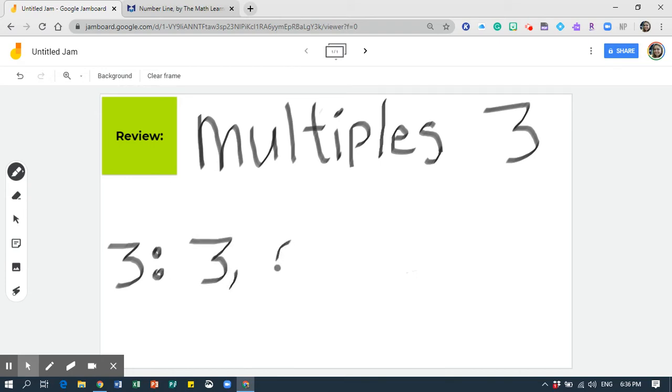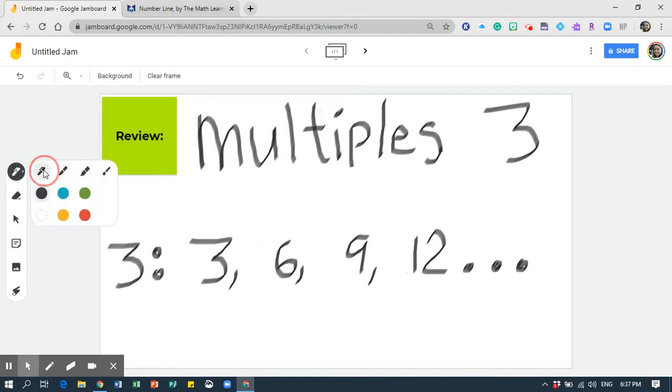3, 6, 9, 12. Then I am going to write an ellipsis because I am not going to write all the multiples of 3 because I would literally be here forever. So we've learned how to find the multiples of a number in two ways.